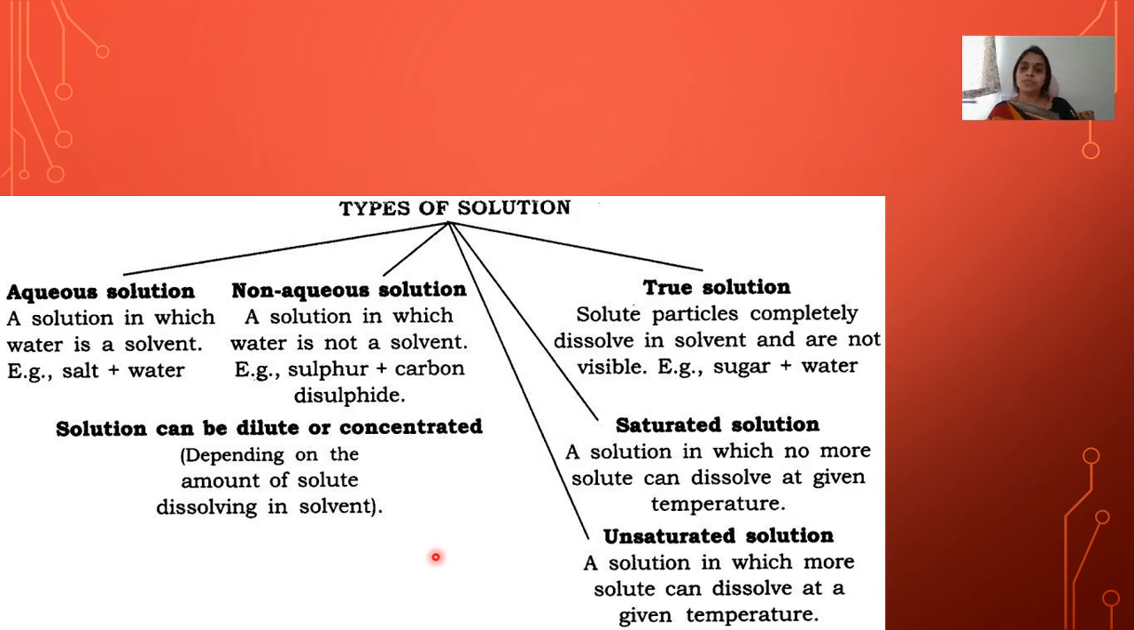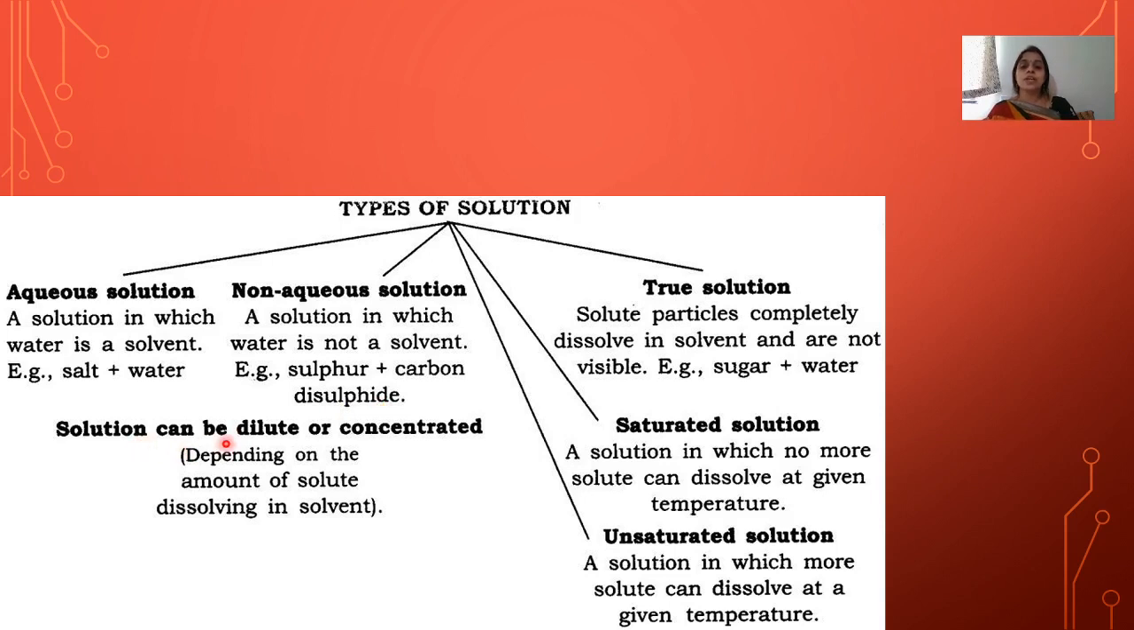Coming to different types of solution. Aqueous solution, a solution in which water acts as a solvent. Non-aqueous, a solution in which water is not the solvent. For example, carbon disulfide, petrol, kerosene, alcohol, sulfuric acid. All of these come under non-aqueous solution.